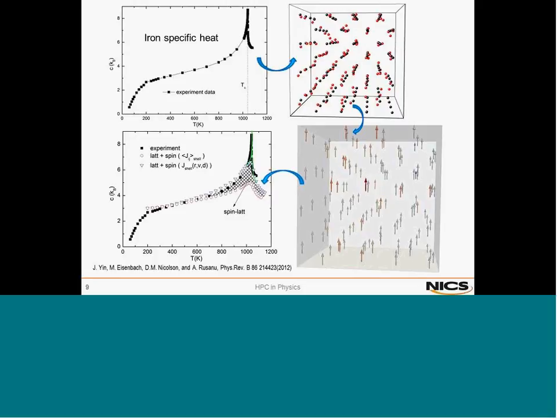So let me show how we apply this code to solve iron's magnetic property. We know that iron is ferromagnetic below the Curie temperature and paramagnetic above it. So if you look at the experimental data of specific heat, there will be a peak where the transition happens. Of course, people try to reproduce that from theoretical calculation, but there's always a gap. There's always a difference between the theoretical calculation and the experimental data.